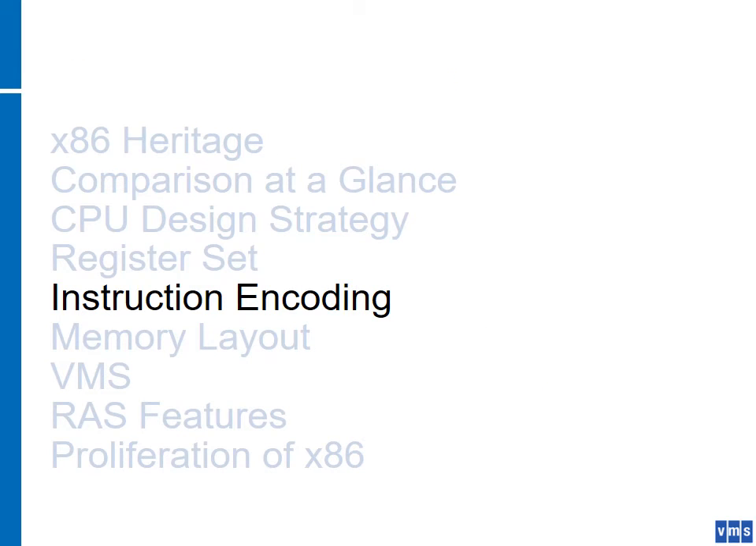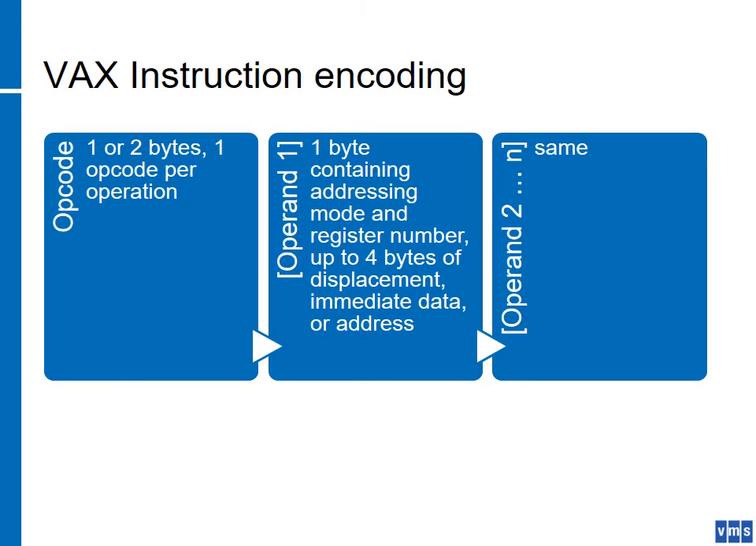So instruction encoding. This is where things start getting really funky. VAX instruction encoding is simple. You have 1 or 2 bytes of opcode, and one opcode uniquely identifies an operation. After the opcode, you get the operands. There can be a number of operands, but each operand looks exactly the same.